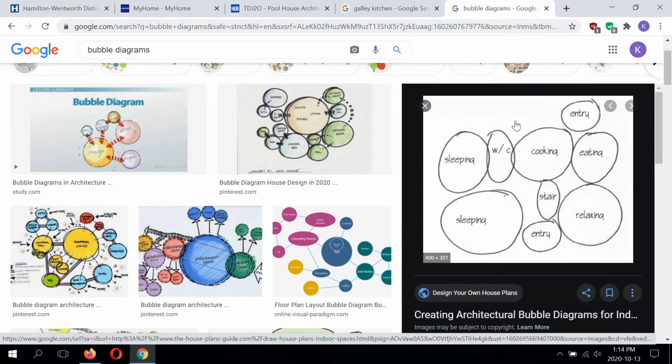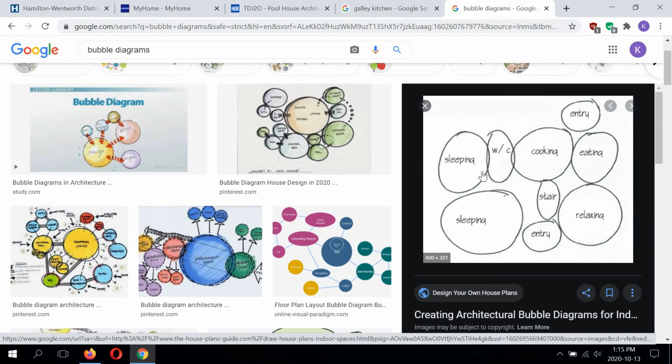Now, this one here has way more than we need, right? It has bedrooms, it has walk-in closet, it has stairs, it has entry. We only are going to have 4, right? And none of these really well represent what could be a galley kitchen, right? A galley kitchen would be a long, narrow bubble. You should really try to sketch the bubble in the shape of how you want the room to look, right?